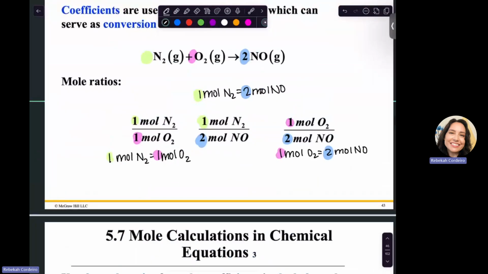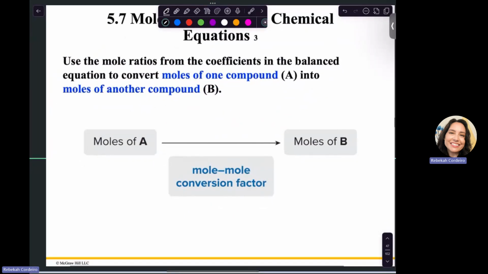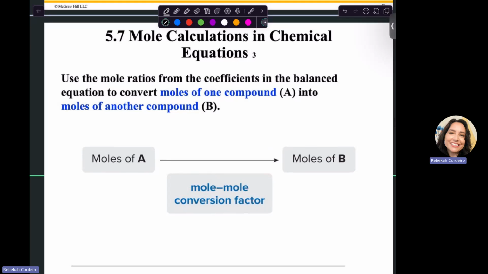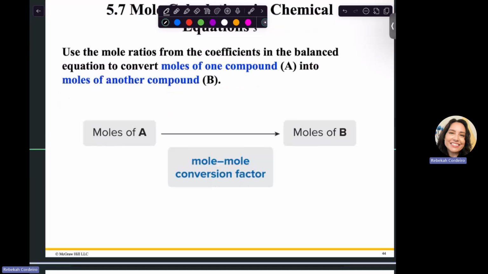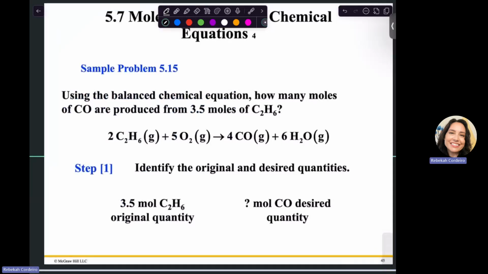So we can use mole ratios as conversion factors because, as you can see here, we have them as conversion factors. And so we use a mole to mole conversion factor. I usually will just call this a mole ratio, and it gets us from moles of one thing to moles of a different thing. So see if we can pause the video and look through this one.